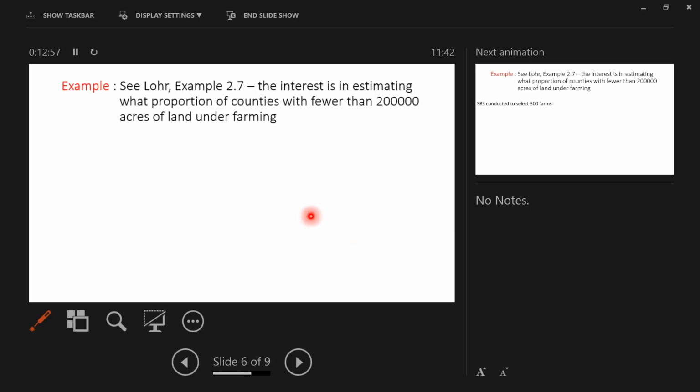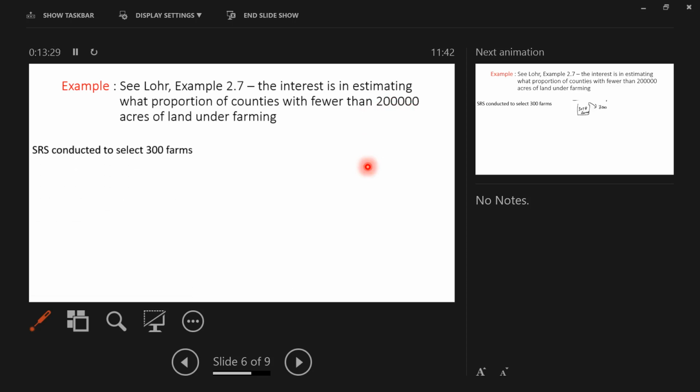They said we're interested in knowing what proportion of all the 3078 counties have fewer than 200,000 acres of land. And that data set has, like this one, 3 million, 4.8 thousand, whatever. They're saying what proportion of the 3078, in other words, in the population, has a number attached to it that's less than 200,000, because each county had how many acres of farmland under it.